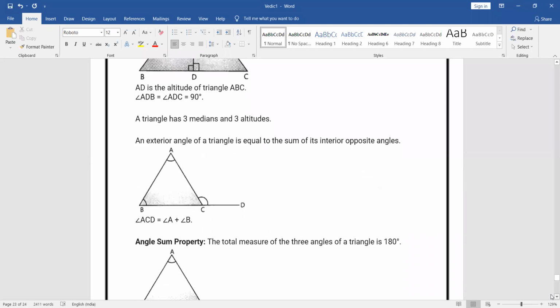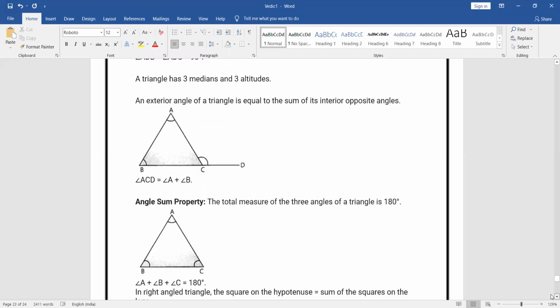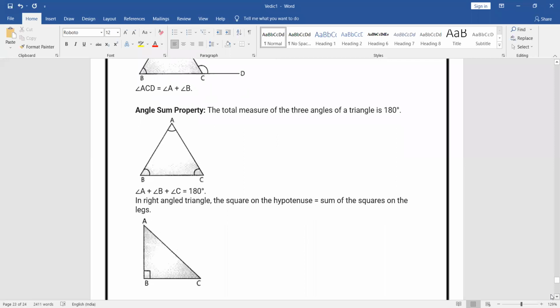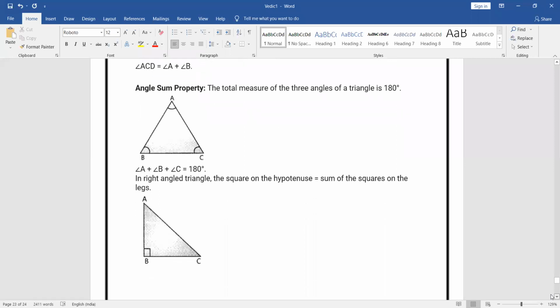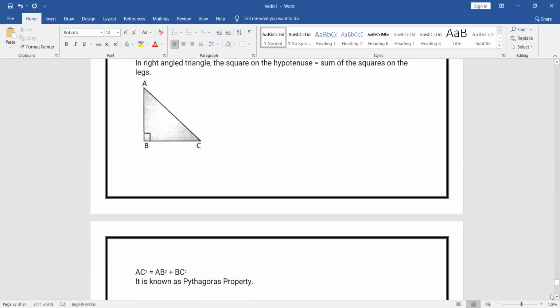Then regarding the exterior angle property, the exterior angle is equal to the sum of the opposite interior angles. Angle sum property we have discussed, that the sum of all angles is 180 degrees. Then the right angle property, Pythagoras property, we have discussed. So this is all related to our chapter, chapter 6. With the help of all these things, we can easily solve whatever questions are there in this particular chapter.